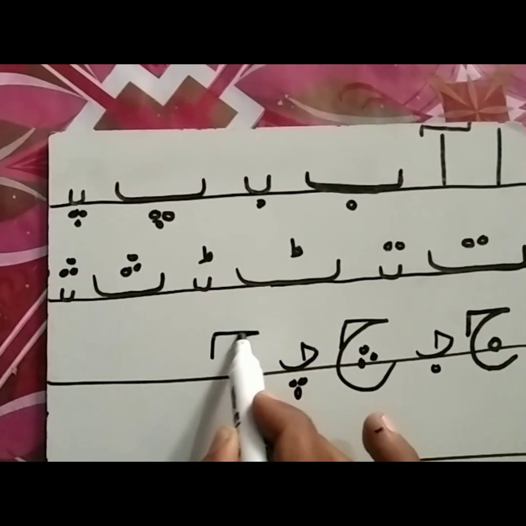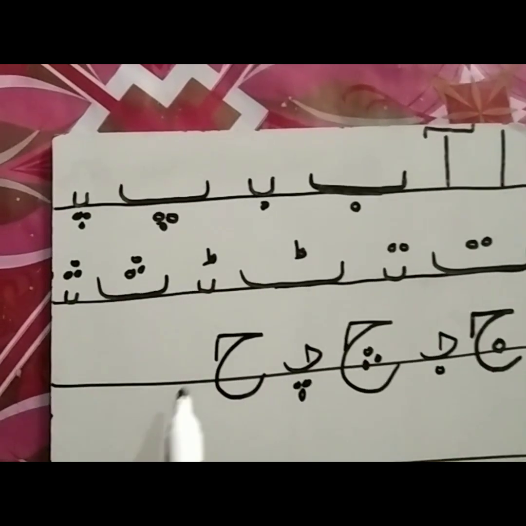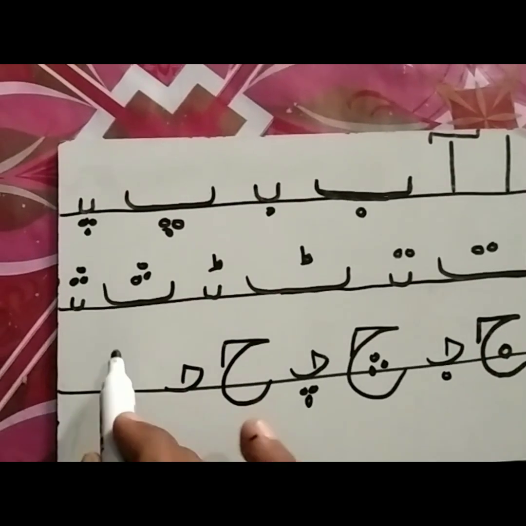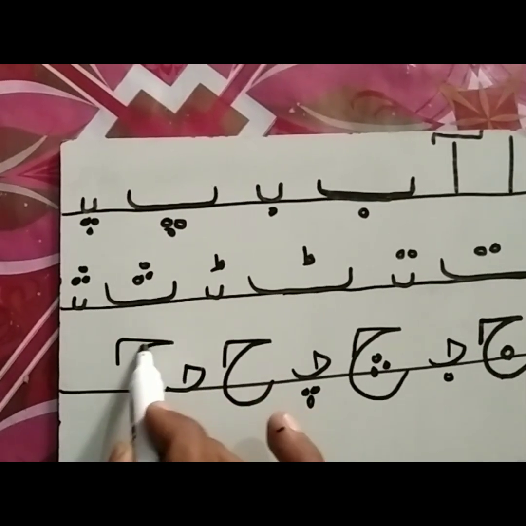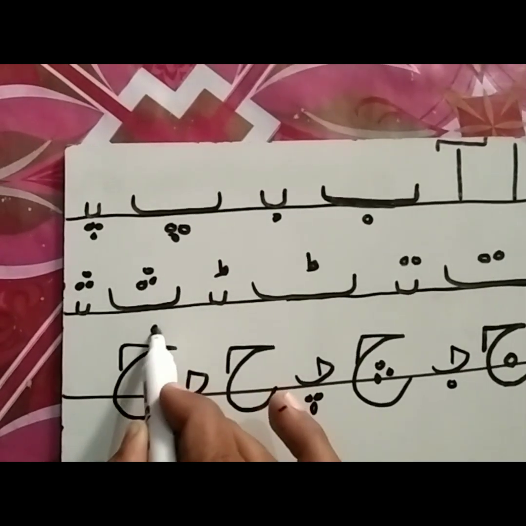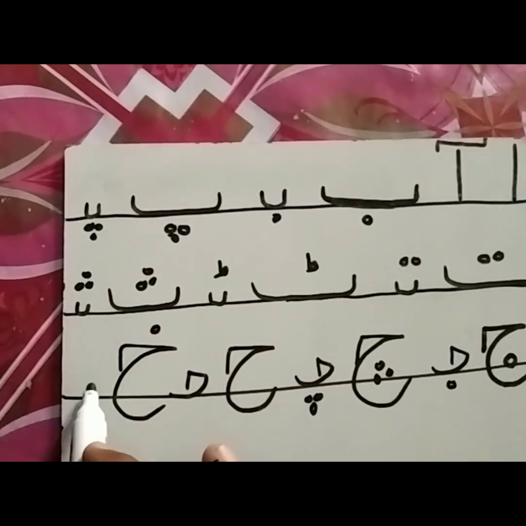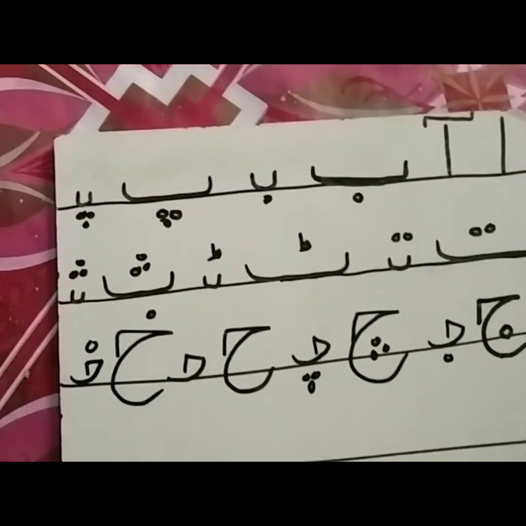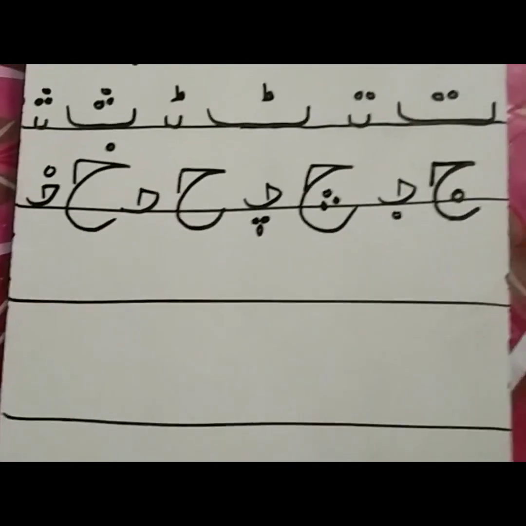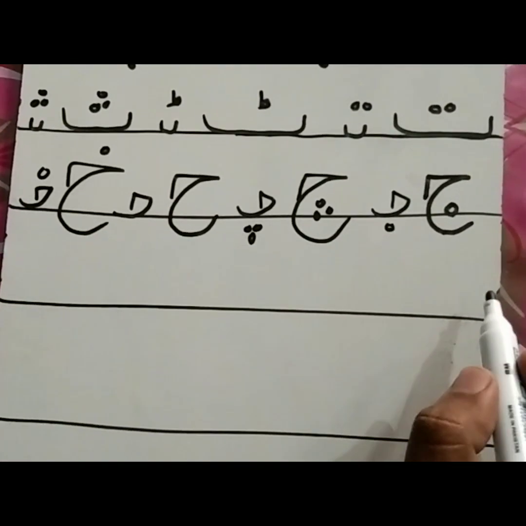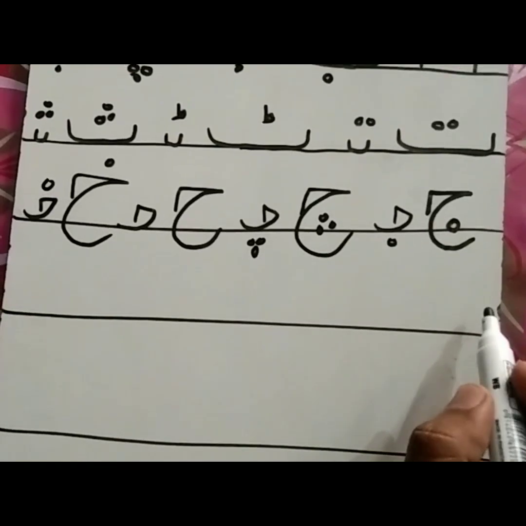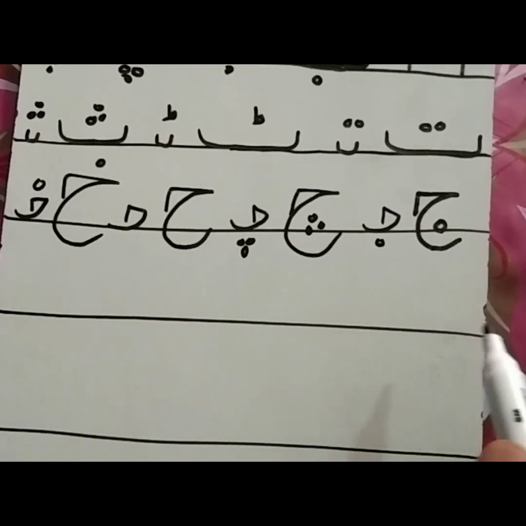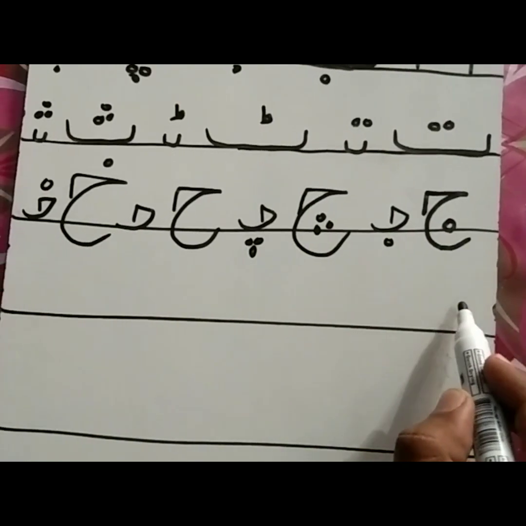Hey, like this, and the half shape of Hey. Khe, with one dot on the upper part, and the half shape of Khe like this. After that, the Dal family and the Re family don't have this, which means the half shape and full shape are the same, like this.